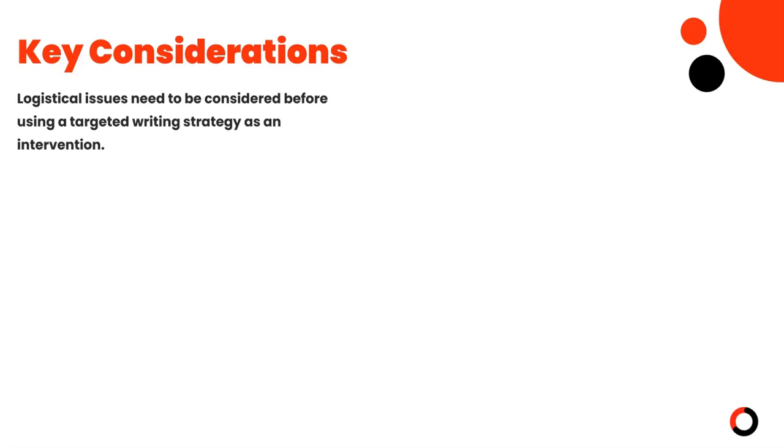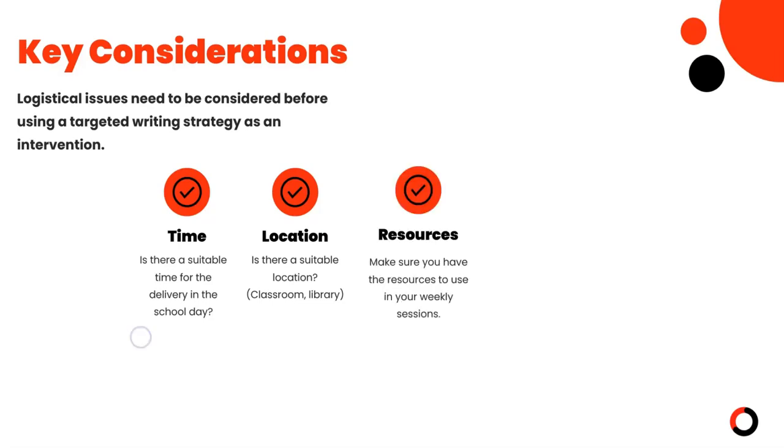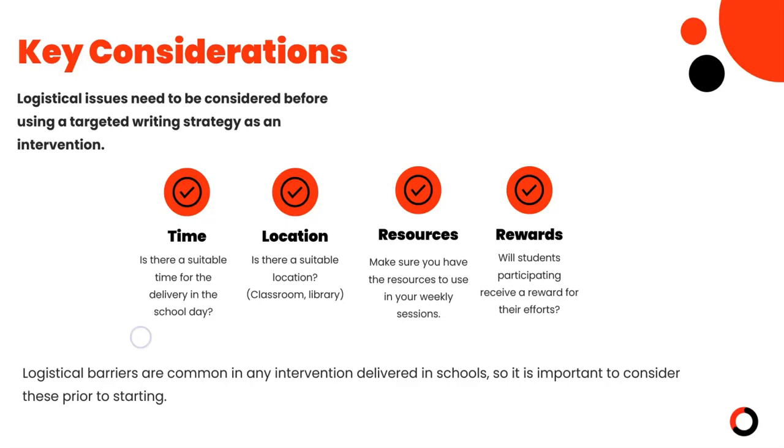So some key considerations. Logistical issues need to be considered before using a targeted writing strategy as an intervention. So is there a suitable time of the day for the delivery? Is there a suitable location? Make sure you have the resources that you're using in your weekly sessions. And then will you link potentially rewards in your school? So logistical barriers are common in any intervention delivered in schools, so it's just important to consider these prior to starting.